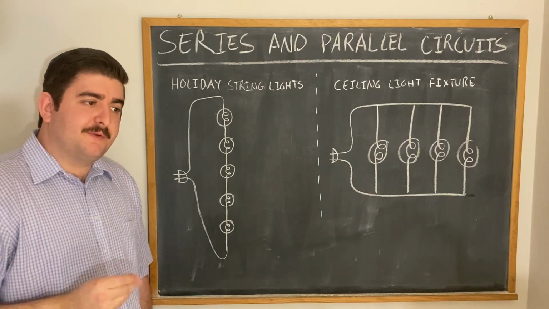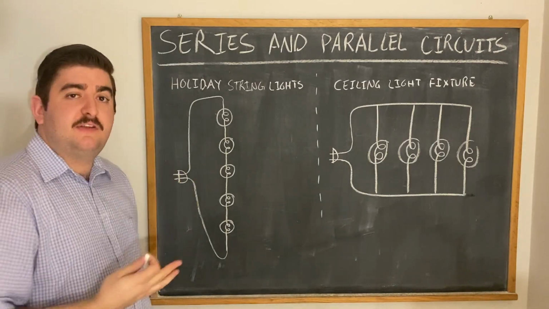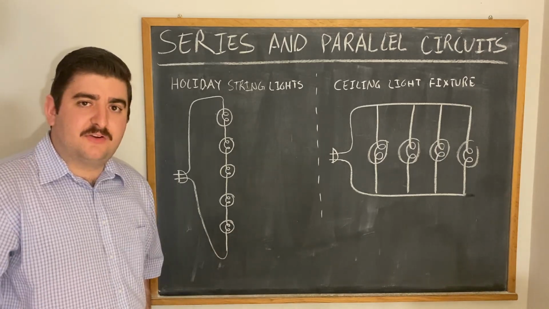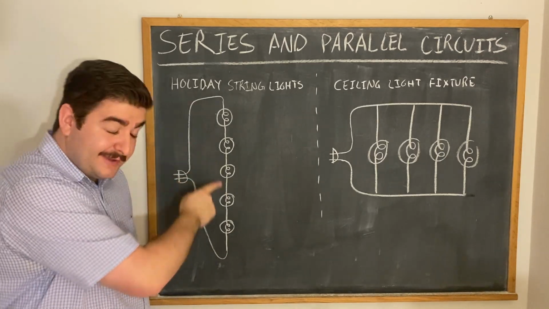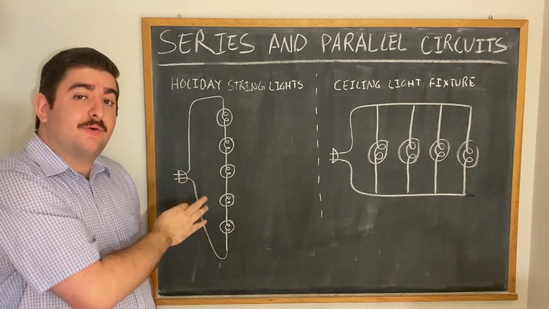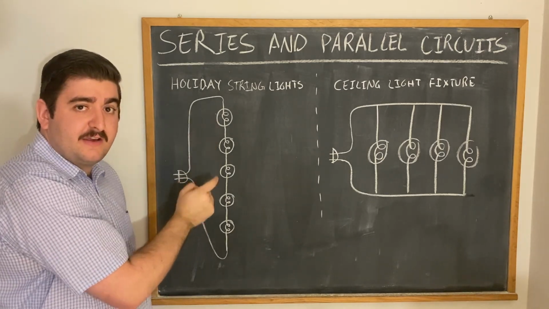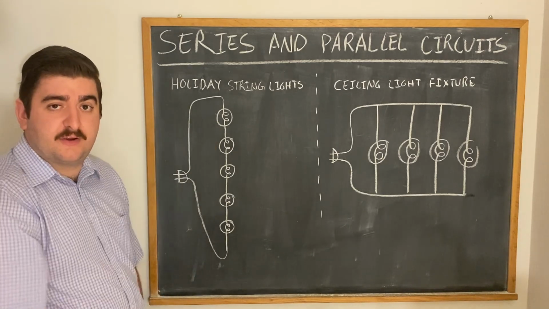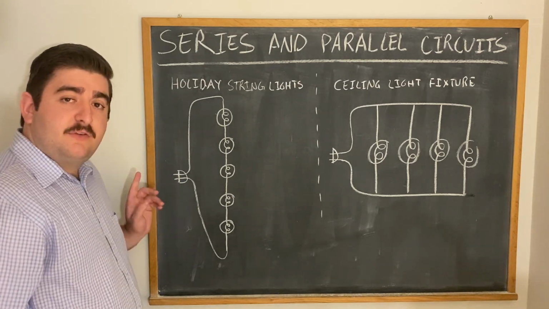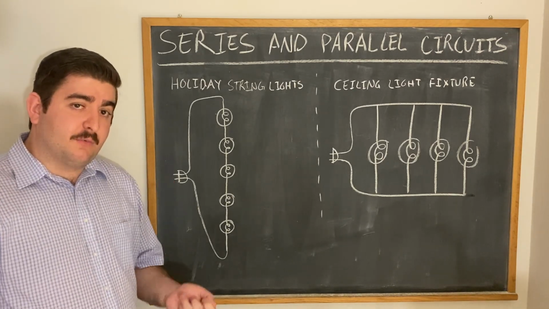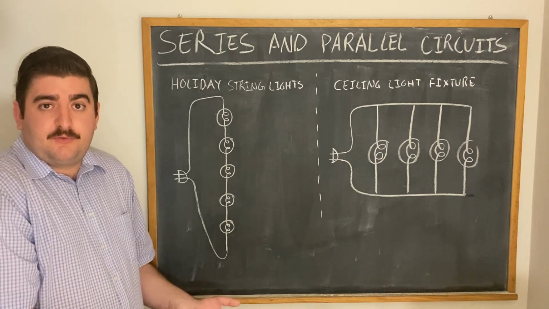I wanted to give an example of each of these circuits in something you've probably seen in your day-to-day life. Holiday string lights. Given it has more bulbs than before, this is still a series circuit, right? One bulb connected to the next, to the next, to the next, through the whole circuit. I replaced our voltage source from before with a plug like you would plug into the wall, because that is just another type of voltage source.